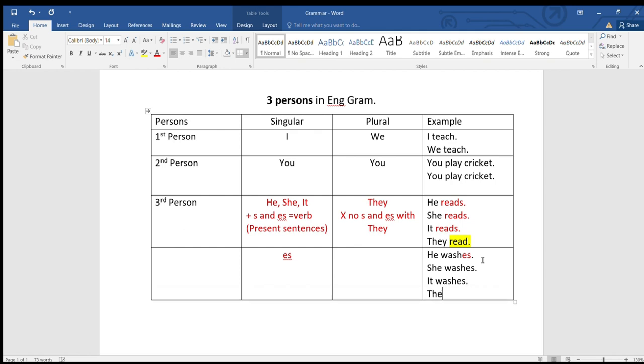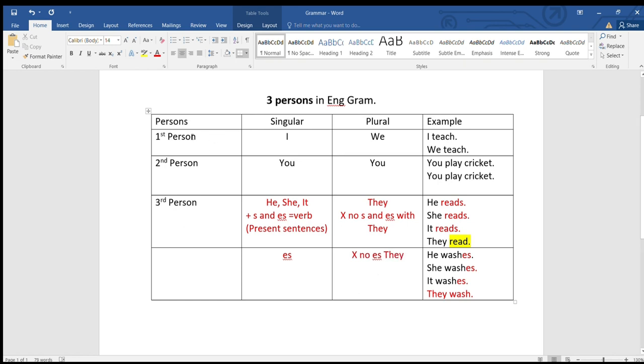All right. So when it comes to they, what we are going to say? They wash. We are not going to use any ES in the end of the verb when it comes to third person plural. We are going to use it only when it comes to third person singular. Why? We call them VIPs, and VIPs need special treatment. Just take it in that way, right? So again, we would put it as a mark for us and we would say no ES even with they.